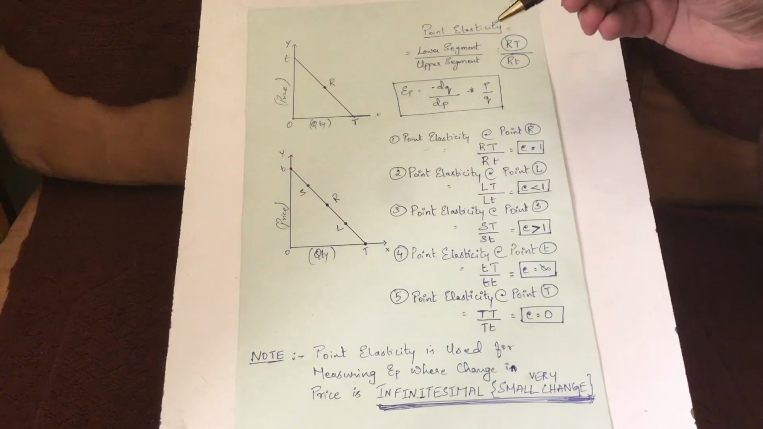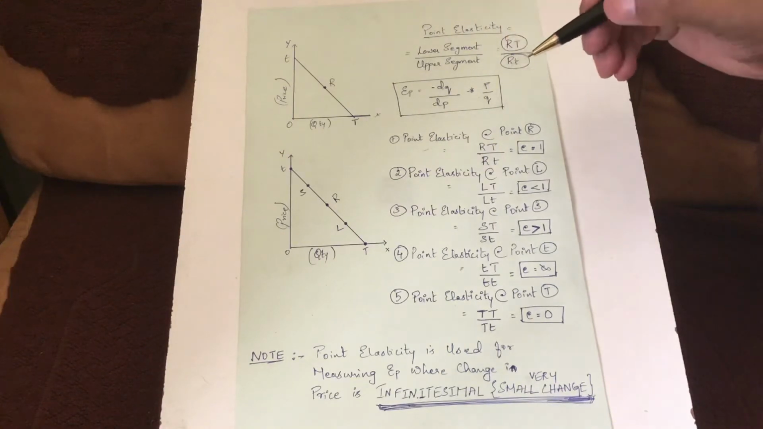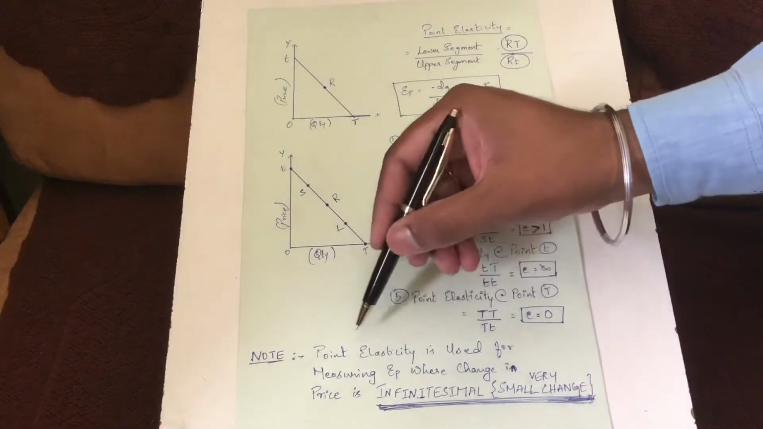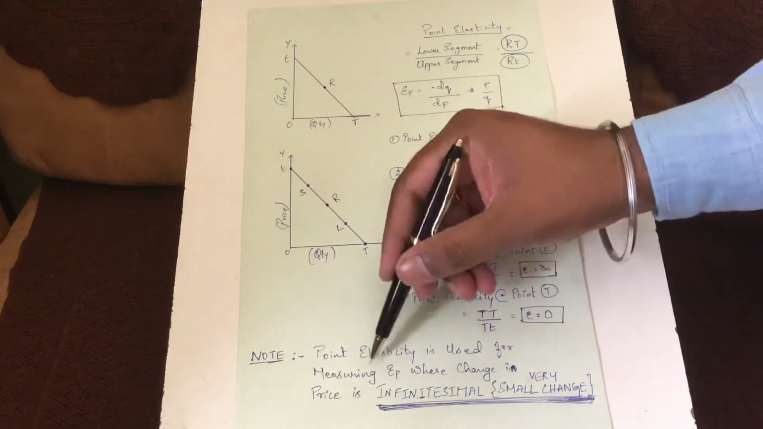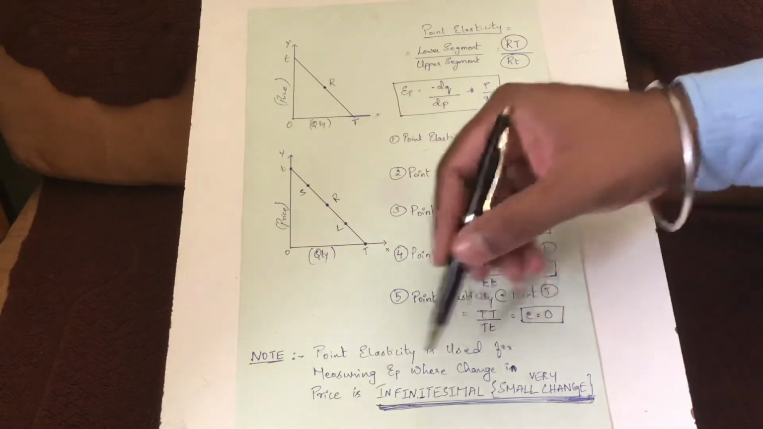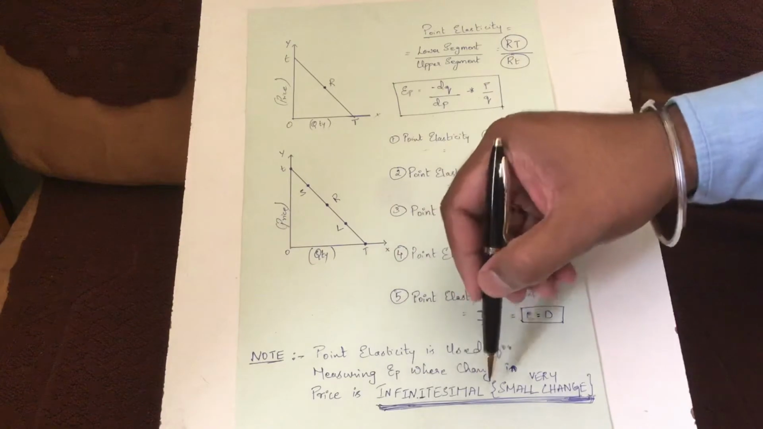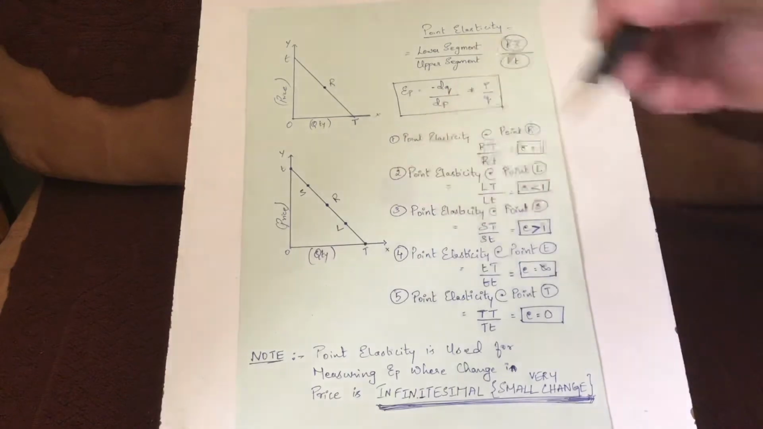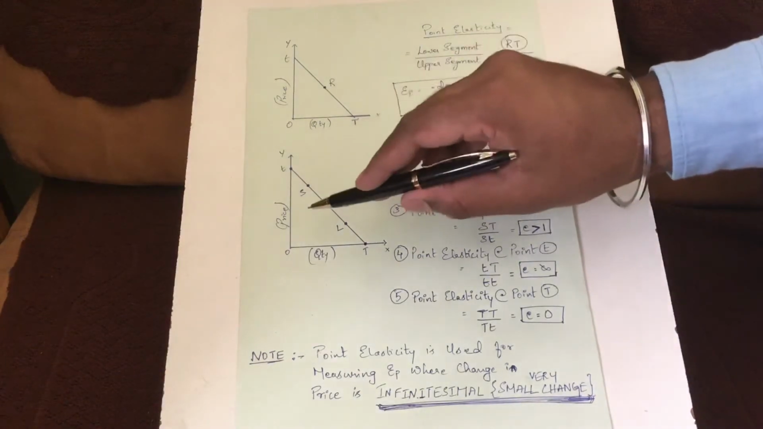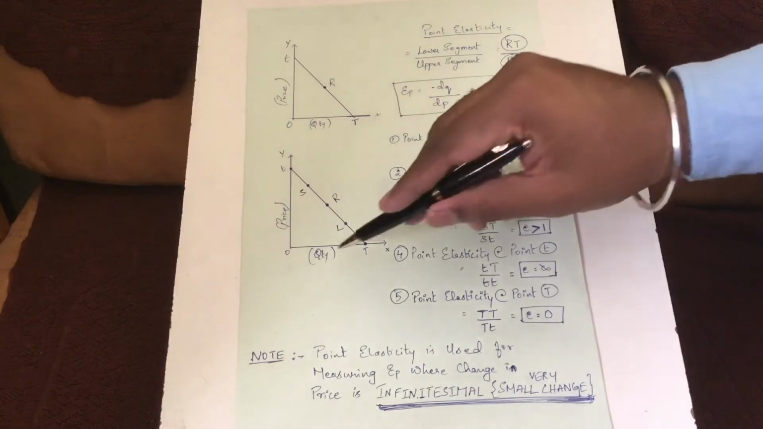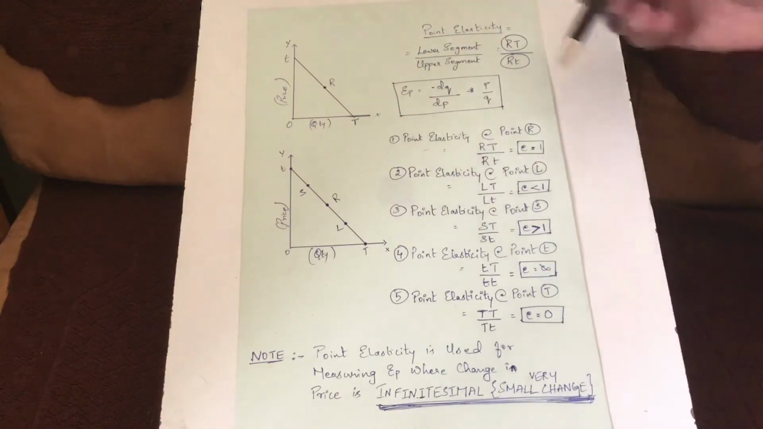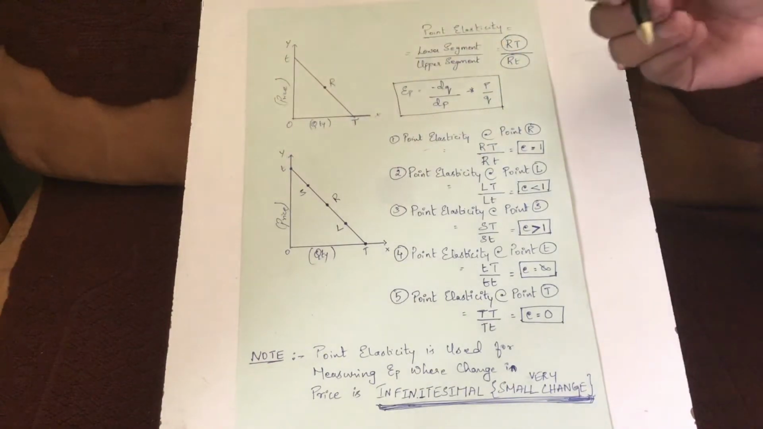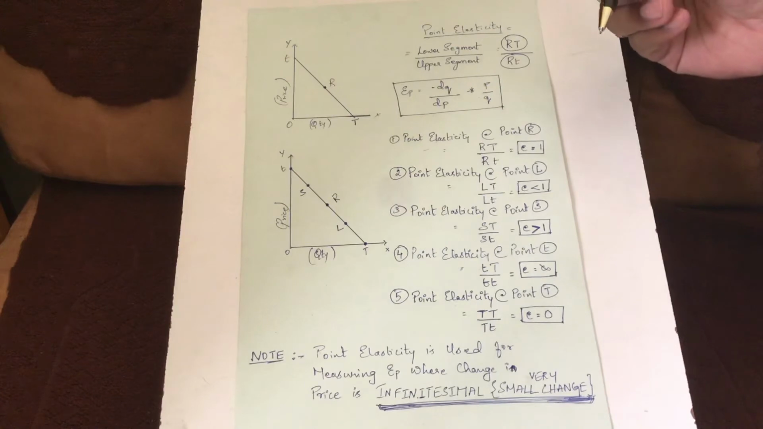At this point of elasticity, the price differential is very minimum. Please check the note that I have given. Point elasticity is used for measuring EP where the change in price is infinitesimal, that is, a very small change. How does it work? Please come to the second graph, wherein the y-axis is represented by price and the x-axis by quantity. How do we do this? Please check that RT divided by R small t will give one of the point elasticities.